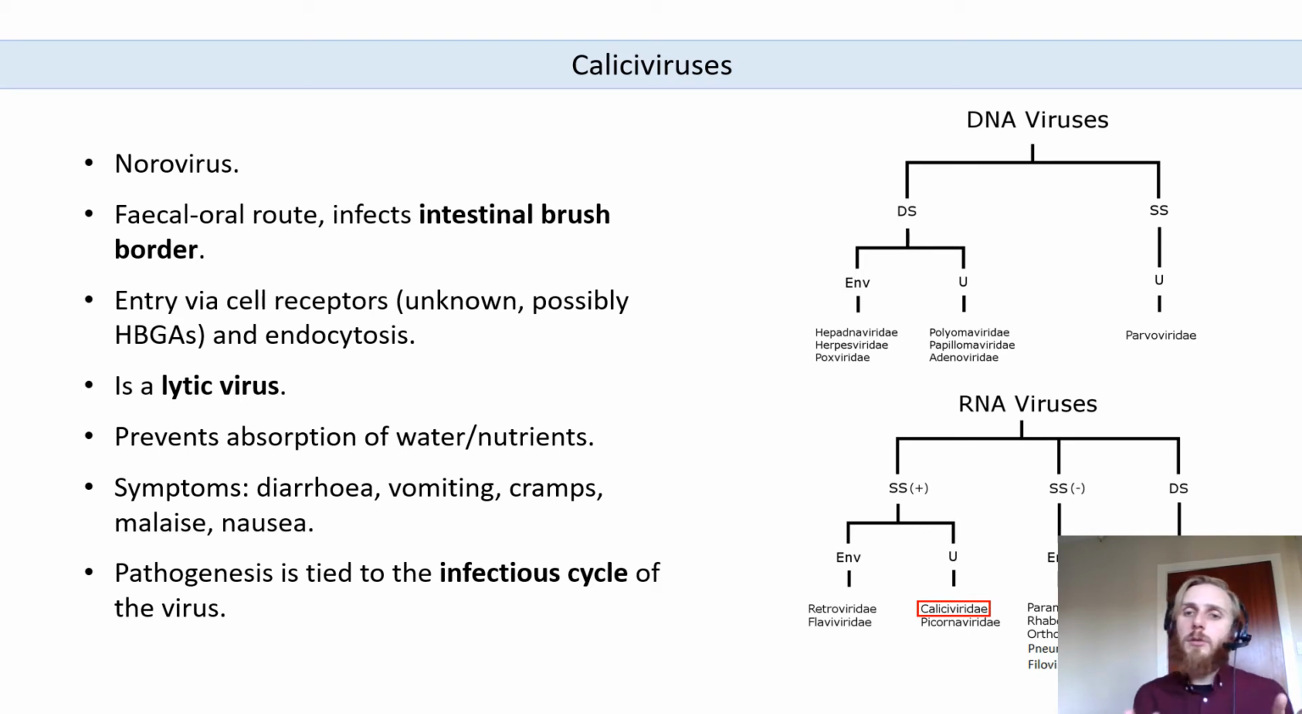So this is quite a clear example of how we can tie the pathogenesis of a virus to some of the factors we looked at in the previous slide: the cell type it infects and the type of infectious cycle it has, whether it's lytic or non-lytic.